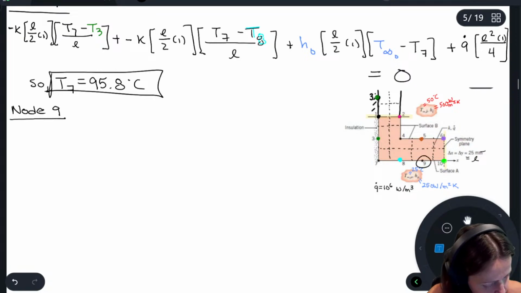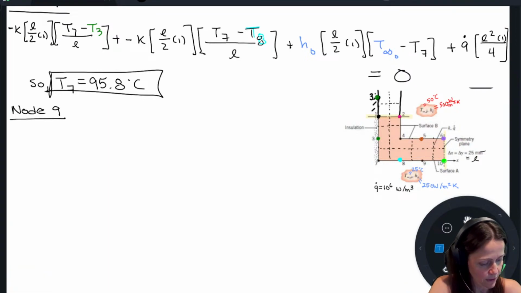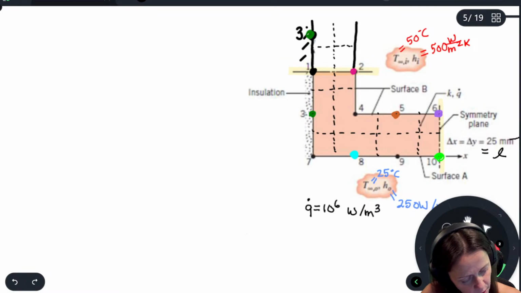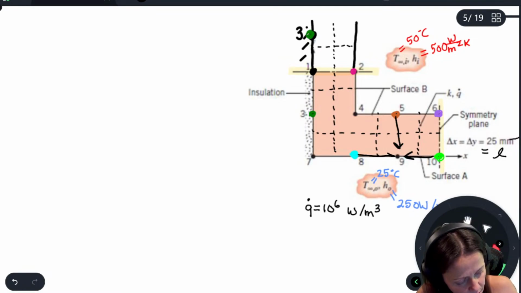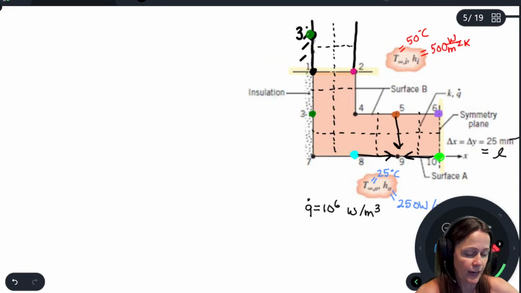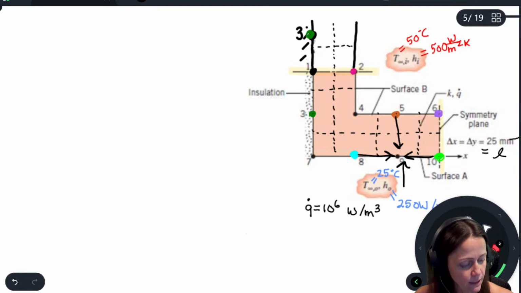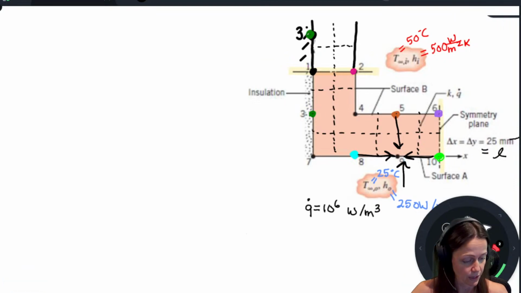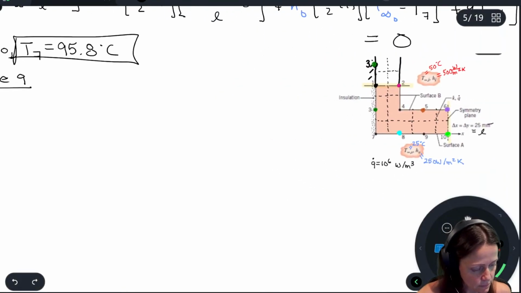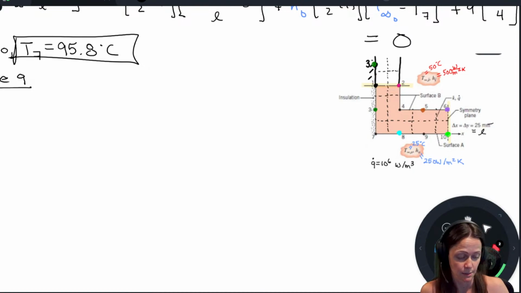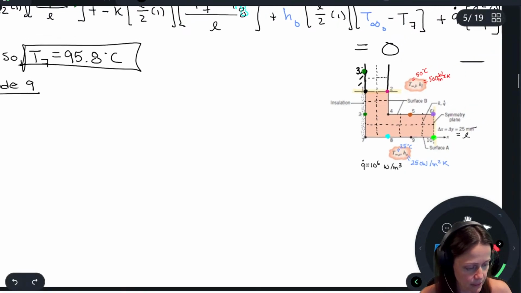All right, so looking at node 9, that's this one down there. If I look at it, it looks like I'm going to have Q by conduction from 5, 10, and 8. You can see from 5, that's going through a full area. From 10, it's going through a half area. From 8, it's going through a half area. And then I will also have Q by convection going through a full area. So with that being said, let's go ahead and write our governing equation here. And when I calculate that Q dot, it's going to be a half volume of the element.